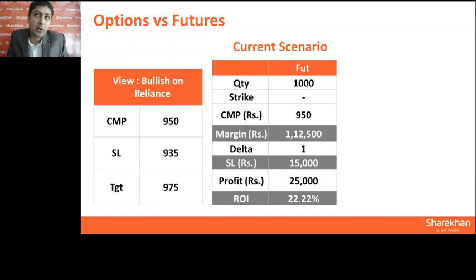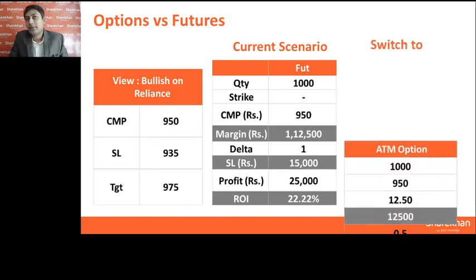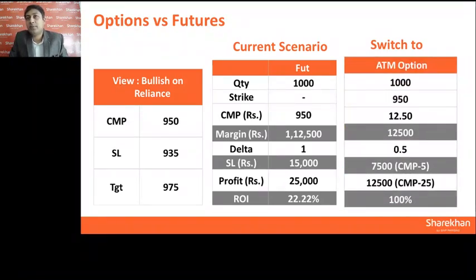Now when you take the same trade into options, firstly, you don't have to deal with indefinite losses, because when you're trading into futures, if Reliance opens at 800 rupees for some reason, you face a loss of 150 rupees per share. But when you're trading into a Reliance Industries option, you buy an option for 12.50 rupees for the 950 strike, so your net outflow is 12,500 rupees. If the trade goes right, you end up making a profit of around 12,500 rupees. If your trade goes wrong, you end up making a loss of around 7,500 rupees. So if you make a 12,500 rupees profit, it's around 100% profit on 12,500 rupees invested.